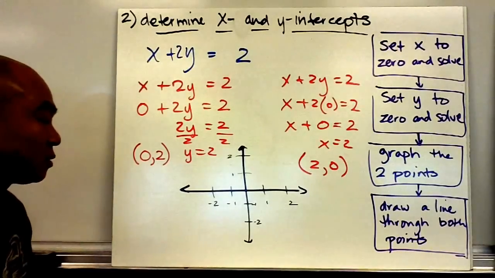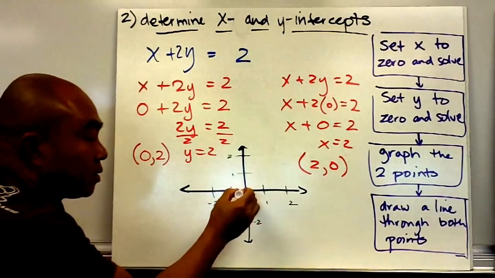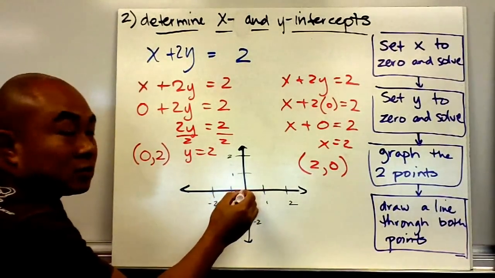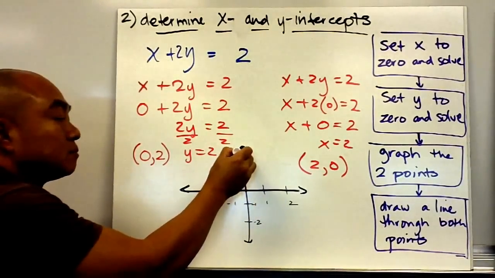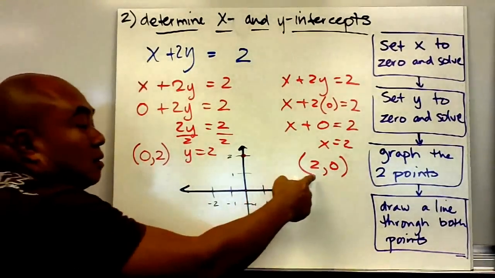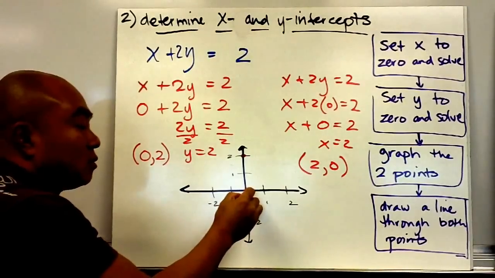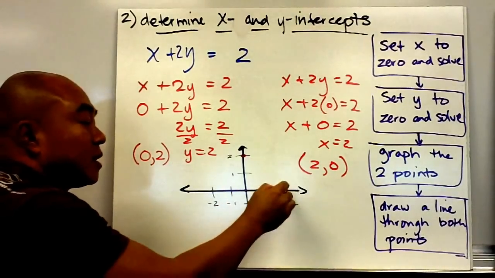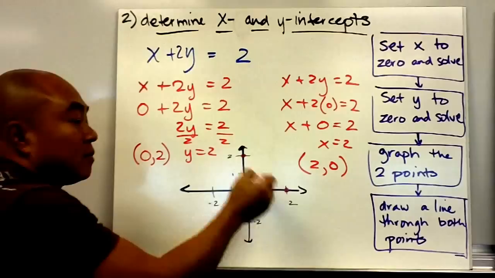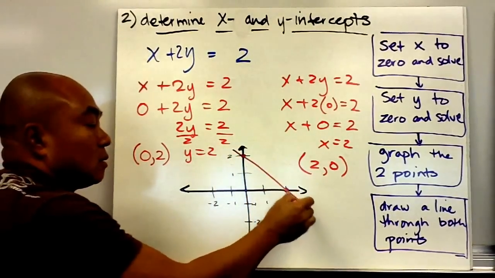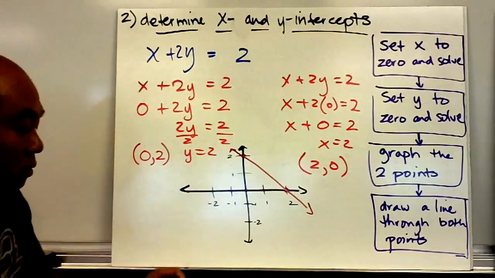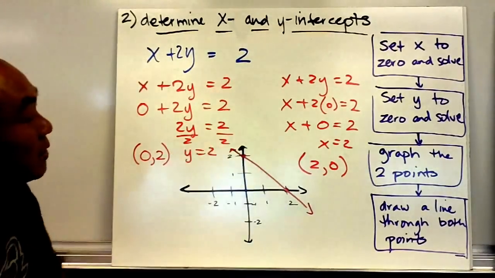So here I'm going to start with 0, 2. I'm going to go 0. I can't move left or right because I don't have anything to move. Then I'm just going to go up to 2 and place a dot. Then here, 2, 0, I'm going to go 1, 2, and since I don't have to move up or down, place a dot. And then my final thing is, I'm going to draw a line through those. So, there you have it.